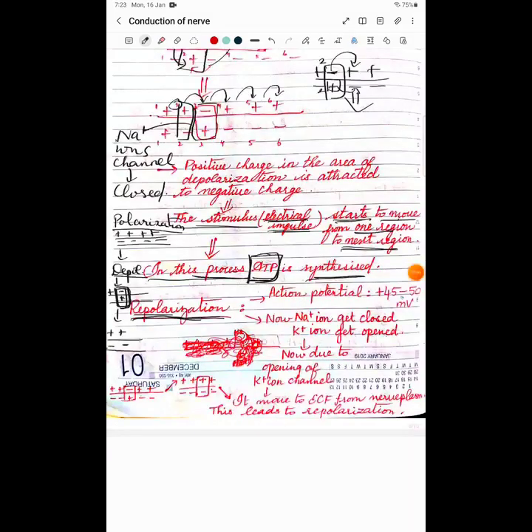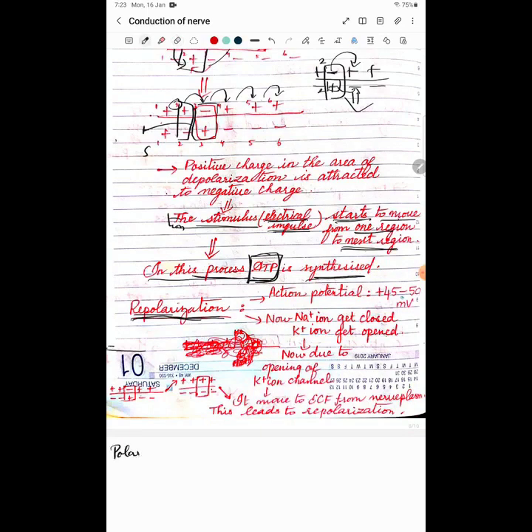So important here. What is repolarization? So wait a minute. So for learning about this repolarization, we can first revise what is polarization, and then depolarization, and after that repolarization. Now polarization occurs when the nerve is in the resting potential. That means, as usual, the positive charge will be at the outer surface of the nerve and negative charge will be at the inner surface of the nerve.